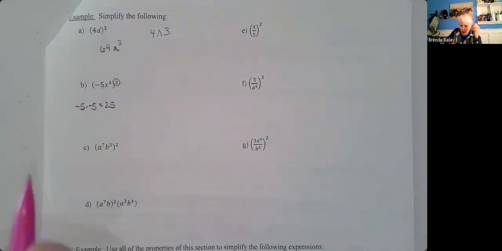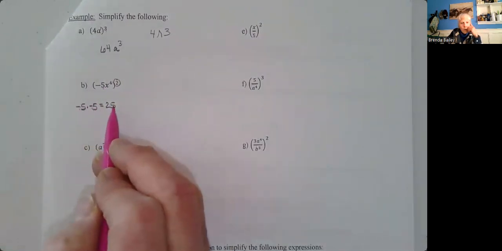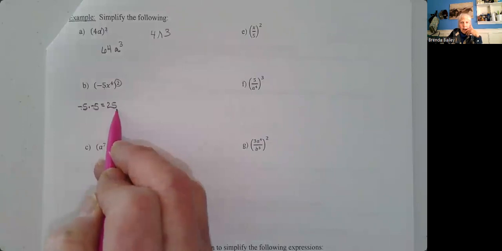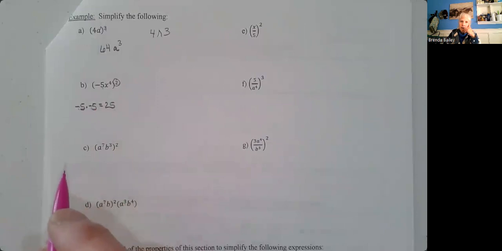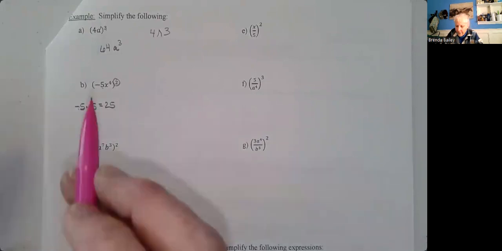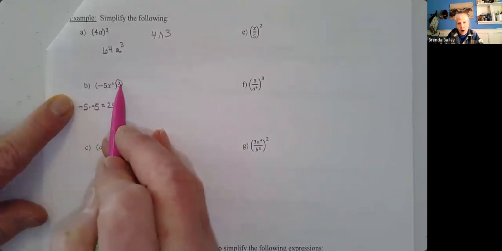-5 squared means this. So whenever you have an even number of negatives, it will always be positive. If you have an odd number, it stays negative. Okay, let's see. There aren't any examples of that, so we'll make one up here in a second. So when you have a negative inside the parentheses and it's an even power, it will be positive.